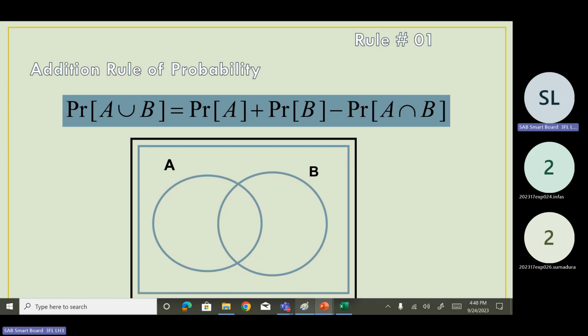Very simple concept. This formula has no restriction; you can use it for any case. Whenever you want to find a union probability, you can use this formula.